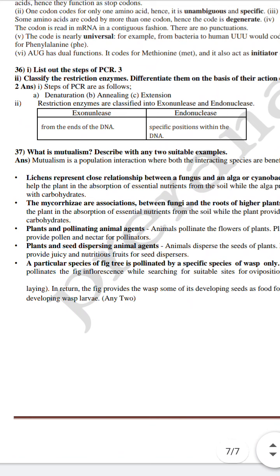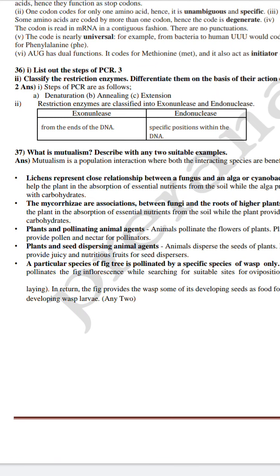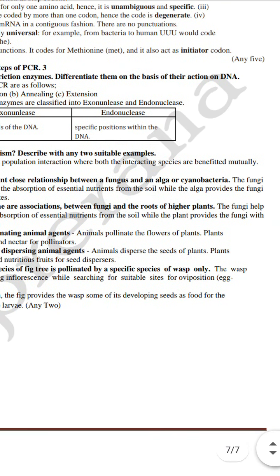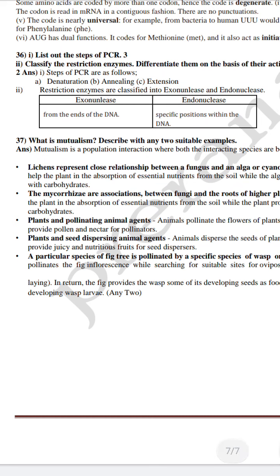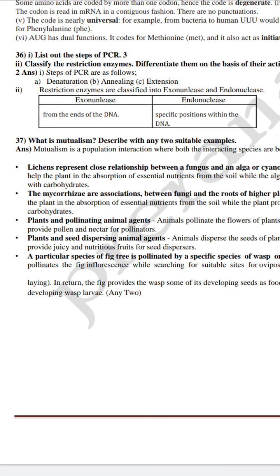Next, 36th question. This 36th question is composed of 2 questions. What are those? List out the steps of PCR, polymerase chain reaction, which is meant for 3 marks. Then the second question, classify the restriction enzymes, differentiate them on the basis of their action on DNA. So this can be written in a detailed manner. They asked you to differentiate, so write the differences between exonucleases and endonucleases. These are nothing but restriction enzymes from the biotechnology principles and processes chapter.